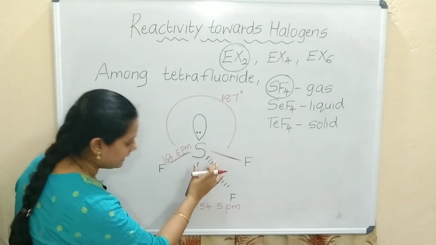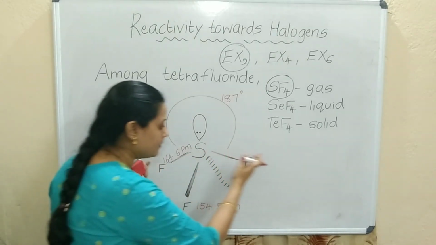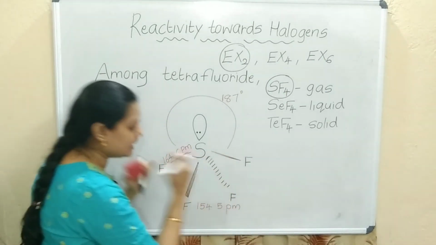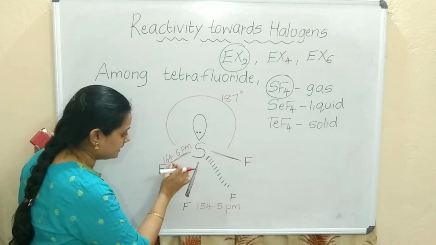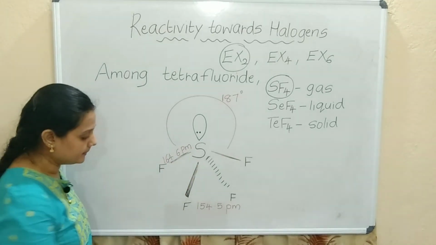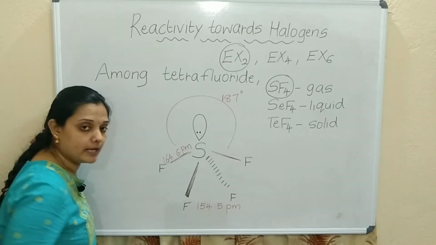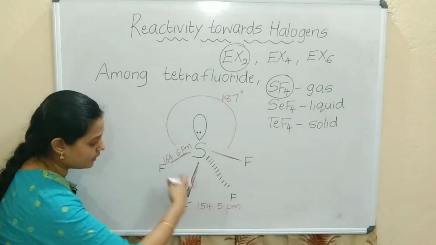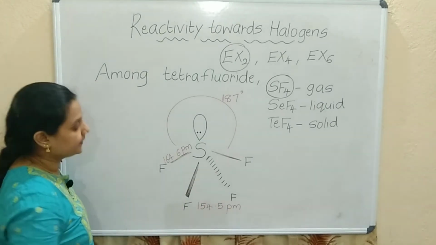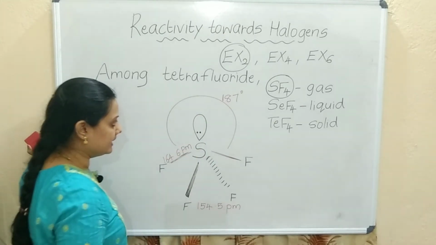Axial bonds, and this is the equatorial bond. Axial bonds, they are longer than the equatorial bond. Axial bond, it is 164.6 picometer, and the equatorial bond, it is 154.5 picometer. Correct? Axial bonds are longer than the equatorial bond. So the overall bond angle here, that is 187 degree.